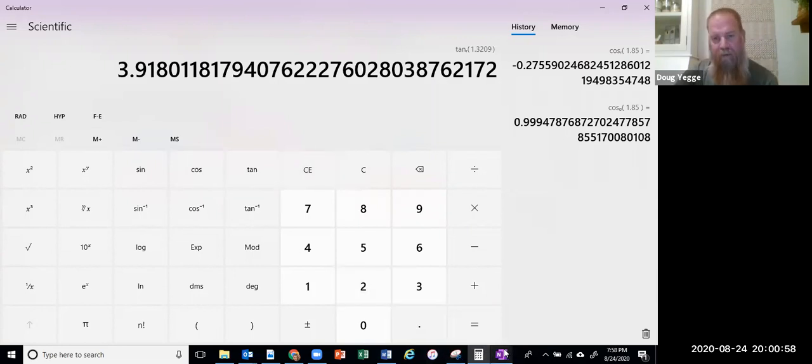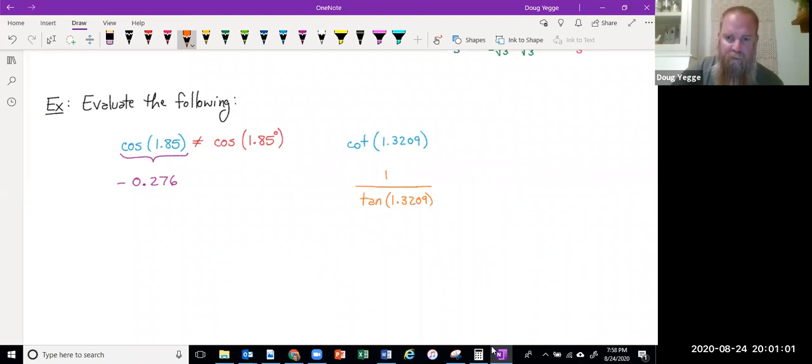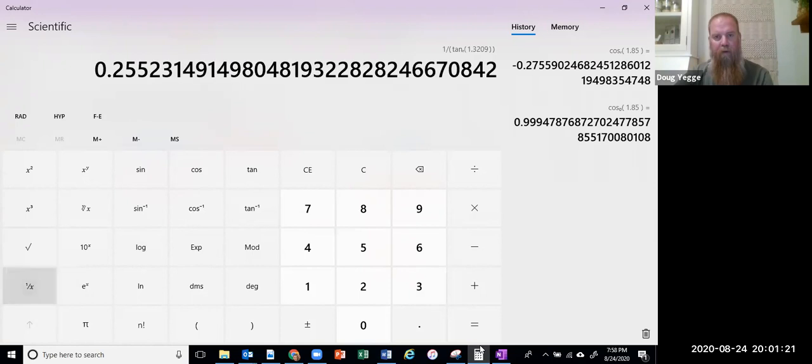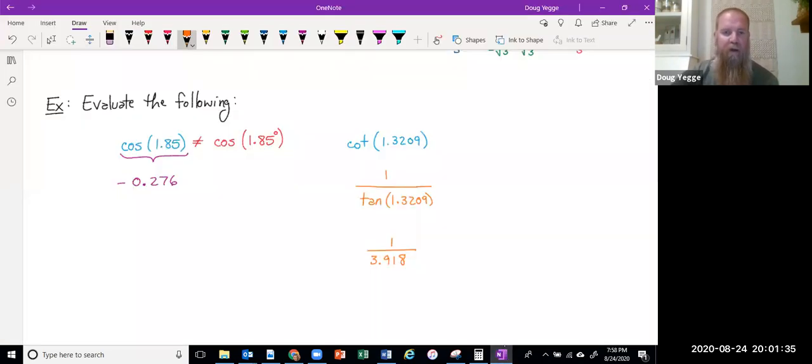Now I could go back and I could rewrite that 3.918 or so. So it's 1 divided by 3.918, and then I go back and I punch that into my calculator. But keep in mind that there is a button on my calculator to automatically take the reciprocal, which is right here. The 1 over x button will automatically make it 1 over that value. So when I take 1 over, and see what it did here, it's 1 divided by tangent of 1.3209. And so without having to punch that back in, I know that my value is approximately 0.255, and therefore 0.255 is my answer.